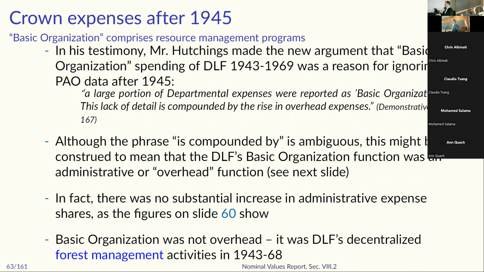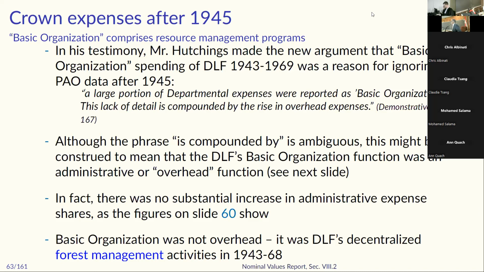The point that I wish to make is that the basic organization function comprises resource management programs and not overhead or administrative programs of the department. And I want to do this because in reading the transcript of Mr. Hutchings' testimony, I thought he might have created some confusion on that point. His own reports with Solo and with Professor Stiglitz did not address basic organization, but in his testimony, he introduced this history as a reason for ignoring the PAO data in the way that he did.